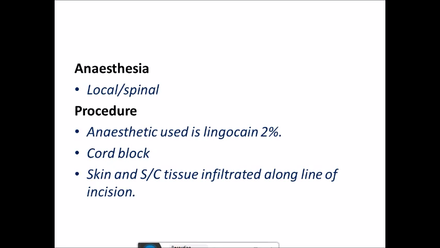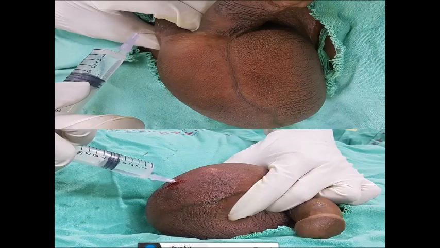Now, the procedure is, first of all, cord block is given to decrease testicular sensations. Then skin and subcutaneous tissue is infiltrated with 2% lignocaine along the line of incision. The line of incision is 2 cm lateral to the median raphe.